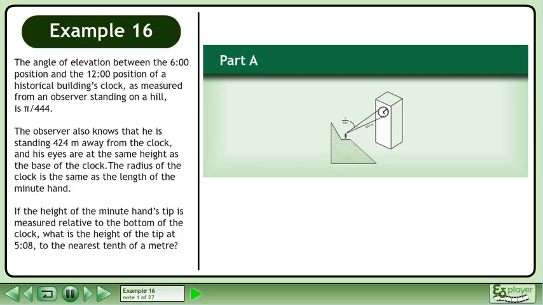The radius of the clock is the same as the length of the minute hand. If the height of the minute hand's tip is measured relative to the bottom of the clock, what is the height of the tip at 5:08 to the nearest tenth of a meter?